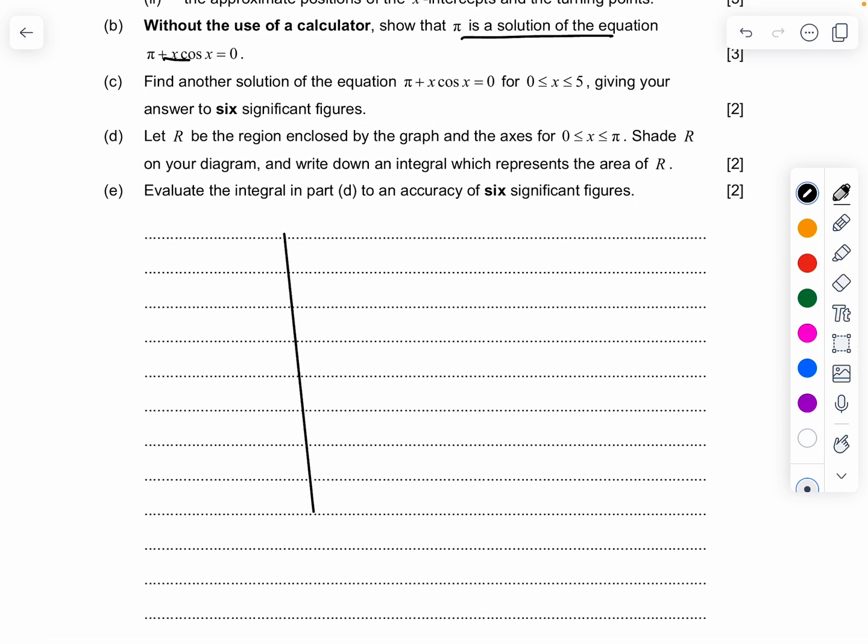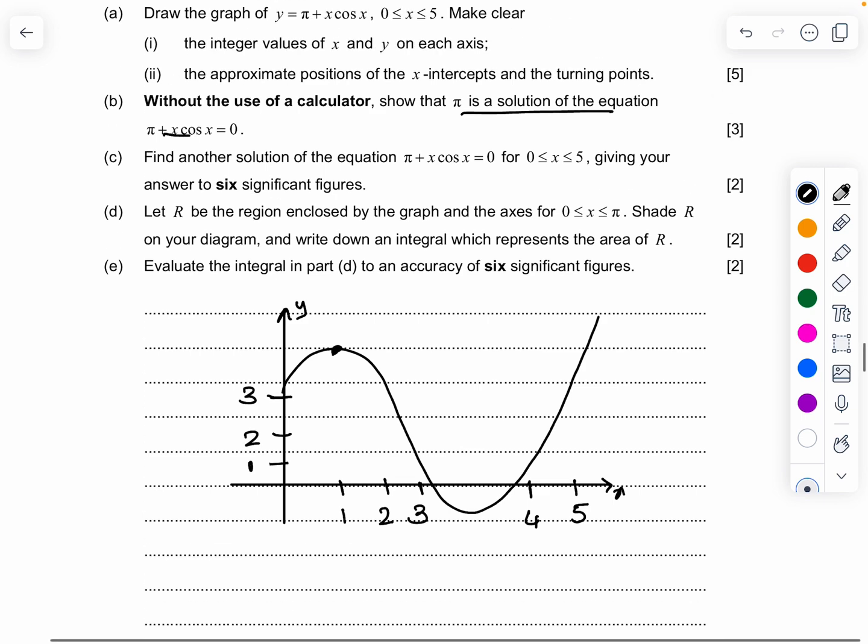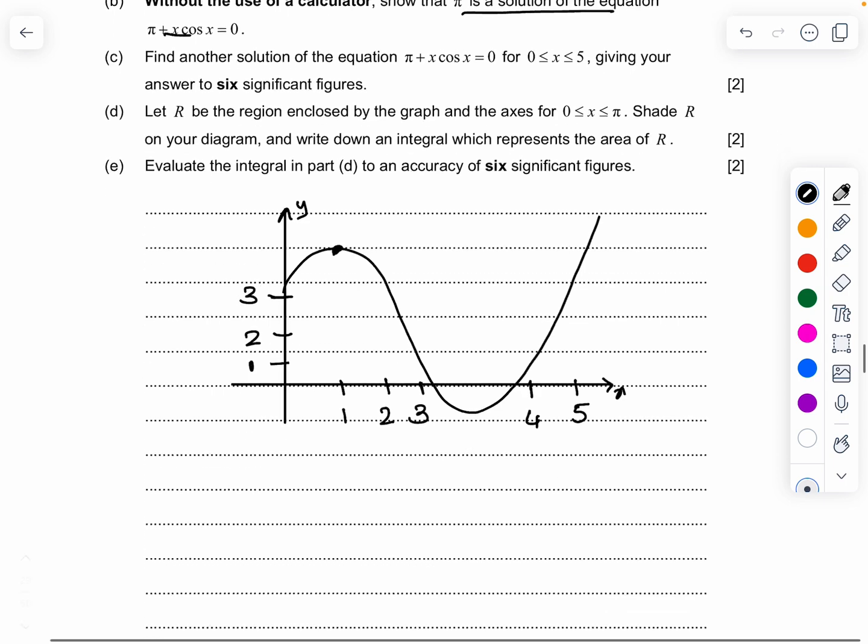So first of all, I am drawing the graph over there. X-axis and y-axis. Then it becomes in this way. This value is 3, 2 and 1, 1 and 2 and 3 and 4, 5 over here. Now this is your maximum point.